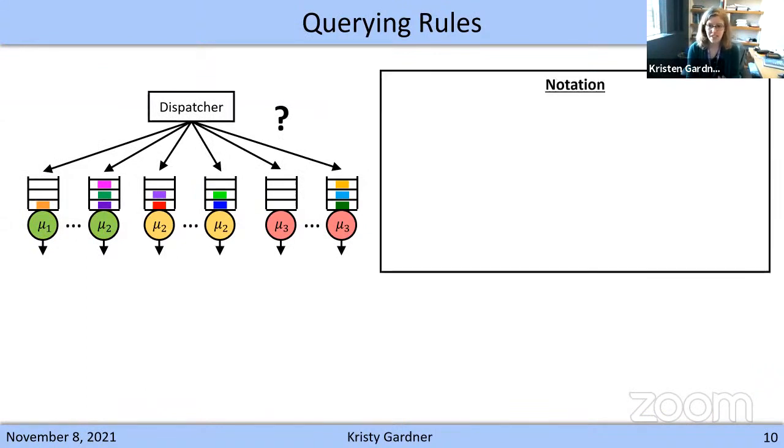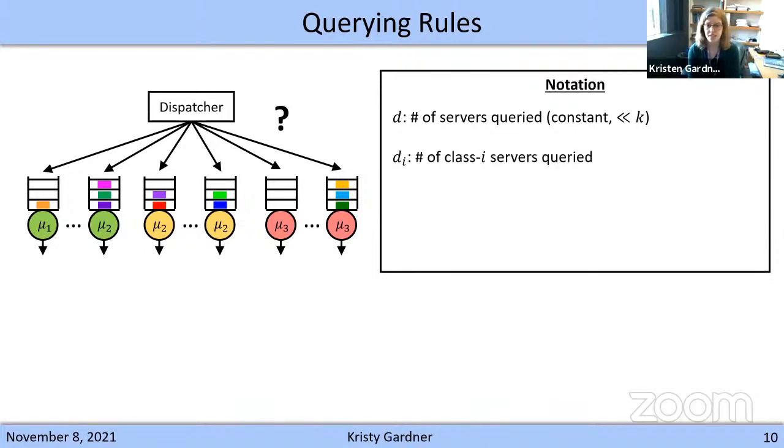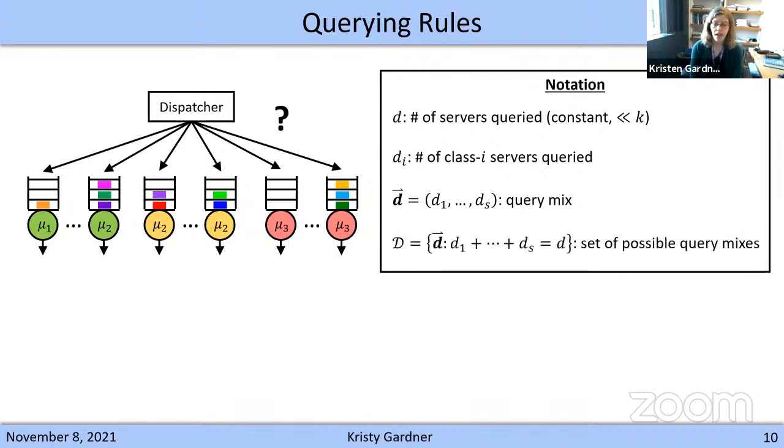For our querying rules, we're going to need a little bit of additional notation to describe our space of querying rules. We're going to let lowercase d denote the number of servers that we query. This is a constant, and we're going to consider d's that are much less than our number of servers K. D_i is going to denote the number of class i servers that we query. And the vector d will hold on to all of our d_i's, and this is what we call the query mix, the number of servers of each class included in a particular query. And then finally, I'll use script D to denote the set of possible query mixes.